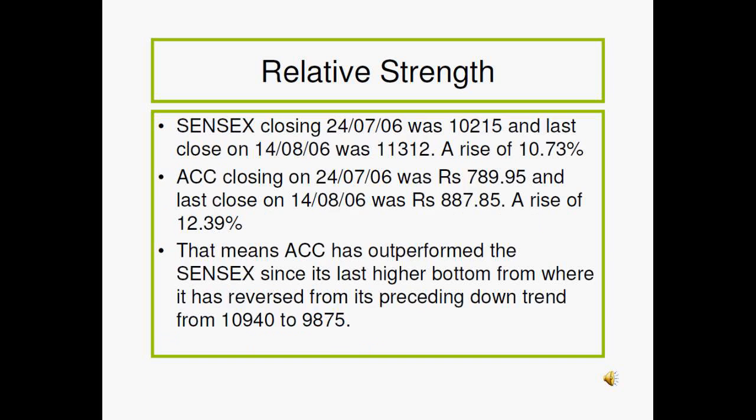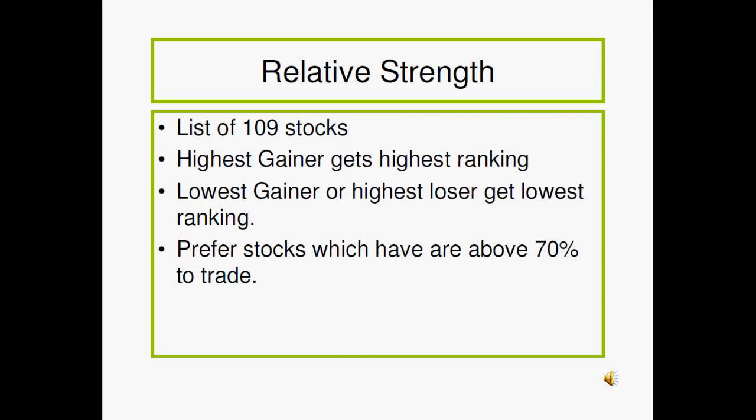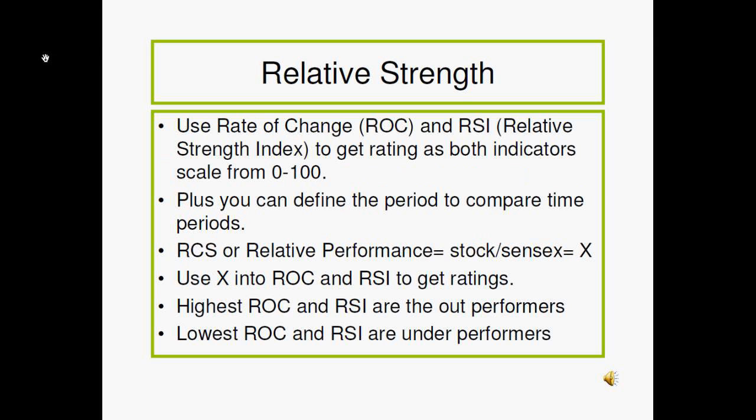This is what relative strength is, and I have told you that we take the highest gain, and this is all we spoke about. Rate of change, RSI, you can use all these things. Stock divided by Sensex will give you an X value. Use that X in a rate of change and RSI to get ratings. Highest ROC or RSI are outperformers, lowest are underperformers. Now, open interest.